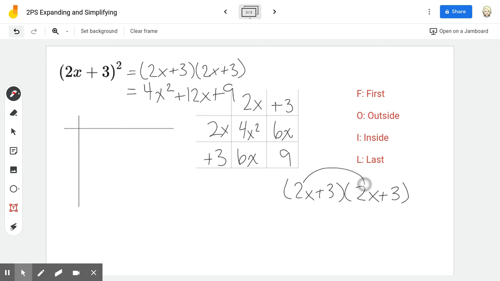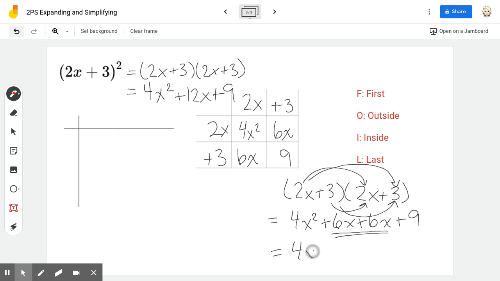If we use FOIL to do this, it's best if you write it out like this. And then you go multiply your first ones. So we get 4x squared. Multiply your outside ones, 6x. Multiply the inside ones, and then multiply the last ones. And then collect your like terms, 4x squared plus 12x plus 9. So again, we get the same answer no matter what method we use. Whichever method you are most comfortable with is absolutely good to use. You don't have to worry about knowing all three, but you do have to know how to use at least one of them.